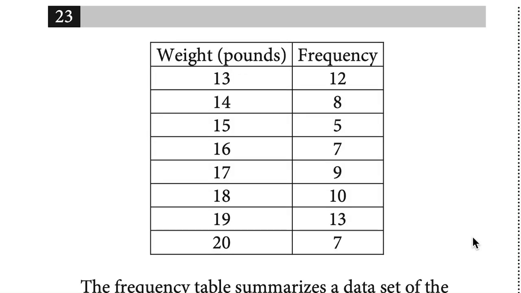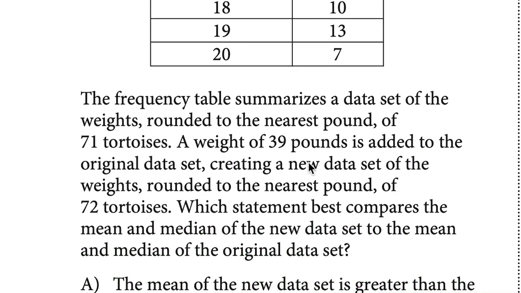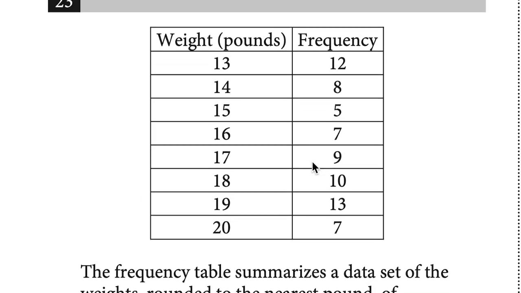Question number 23. A data set is given. Okay, a question of statistics. Let's read the question. A frequency table summarizes a data set of the weights, rounded to the nearest pound, of 71 tortoises. So this data is about the weight of tortoises in pounds, and this is the frequency.